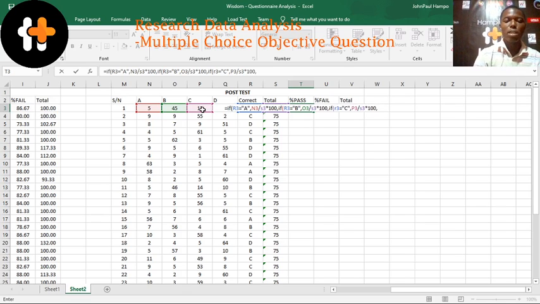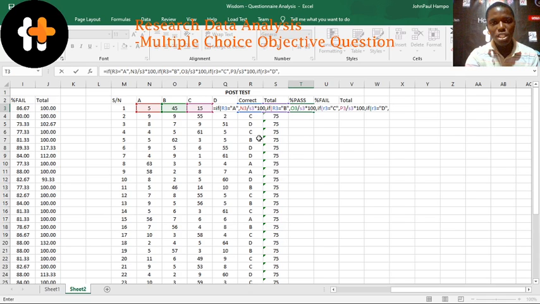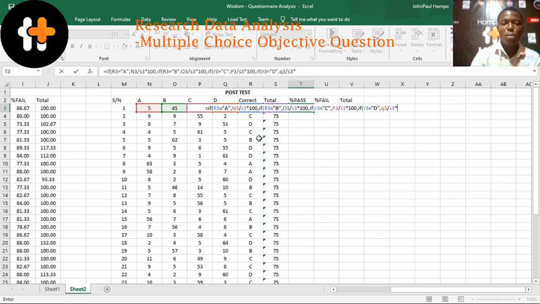Then consider the last aspect. If the correct cell R3 is equal to D, you take the cell D, the number of people that answered the cell, which is Q3, divide by S3, multiply by 100, then you end your parenthesis.